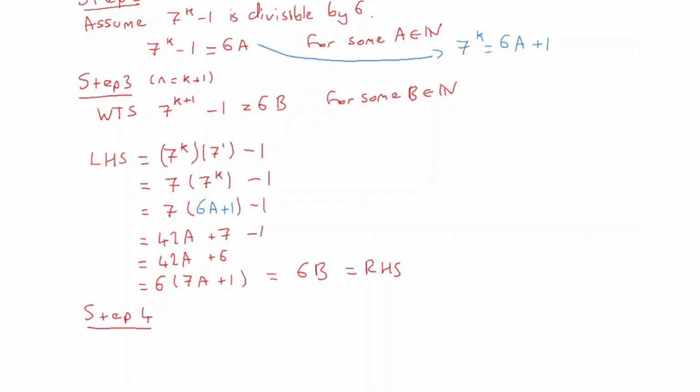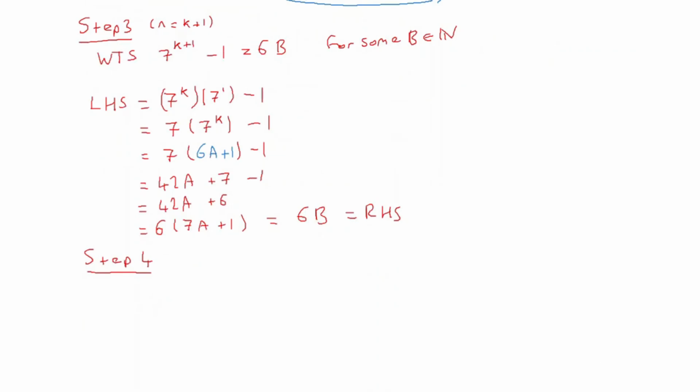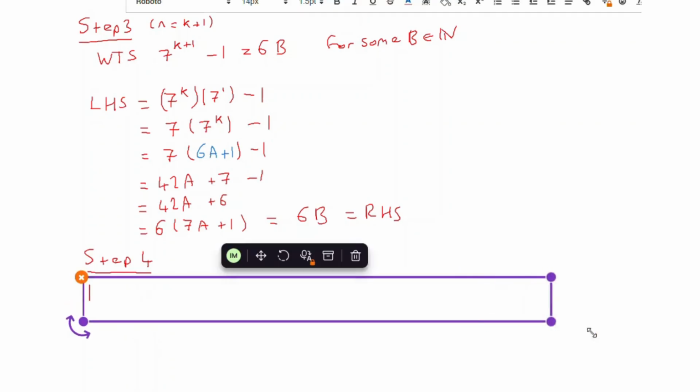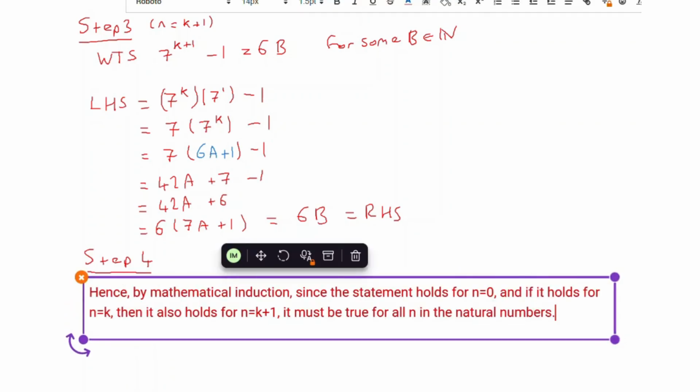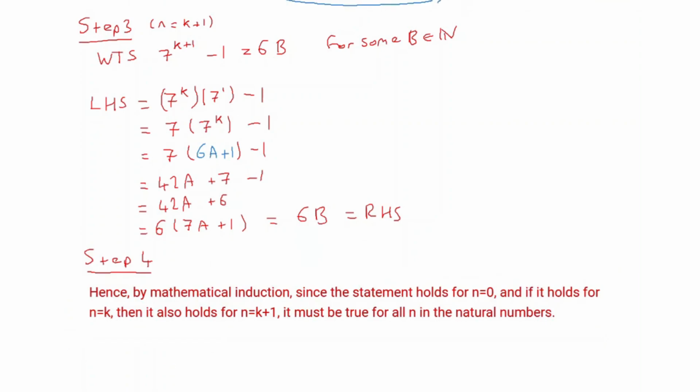So now we go on to step 4, which is our conclusion. And in our conclusion, we state, as we always do, that hence, by mathematical induction, since the statement holds for n equals 0, and if it holds for n equals k, then it also holds for n equals k plus 1, it must be true for all n in the natural numbers.